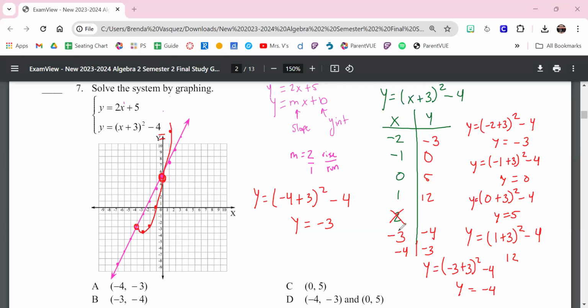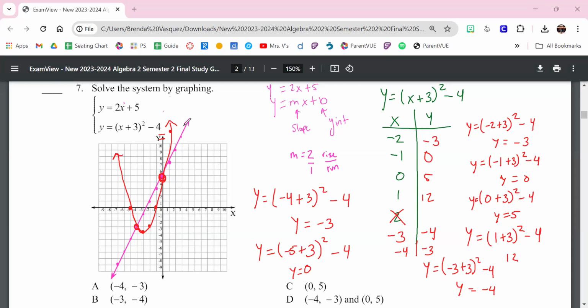Now, if you need to go another point on the left side of my graph, we continue with -5 and let's see where it intersects. So y equals -5 plus 3 squared minus 4. In this case, we have -2. -2 squared is 4. 4 minus 4 is 0. So it's going to be up here. And we can see that it continues to go up and higher and higher. There you go.